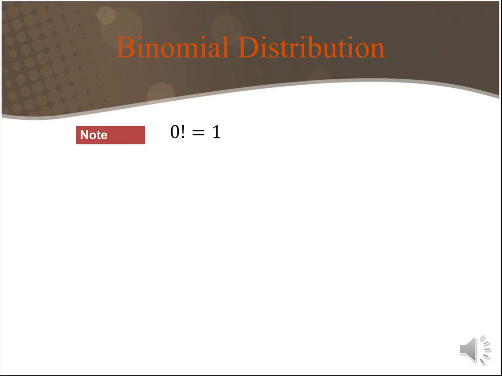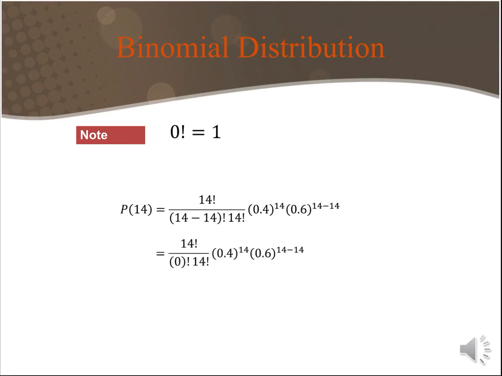A quick note, because it pops up, 0 factorial doesn't actually make sense, because factorial, remember, was multiply all the numbers from that number down to the number 1. 0 factorial is already behind 1, so 0 factorial is defined to just be 1. So when we're figuring out that final probability, the 14 minus 14 factorial in the denominator, that just turned into 1.